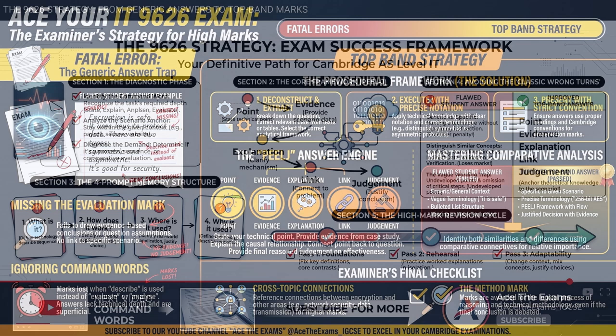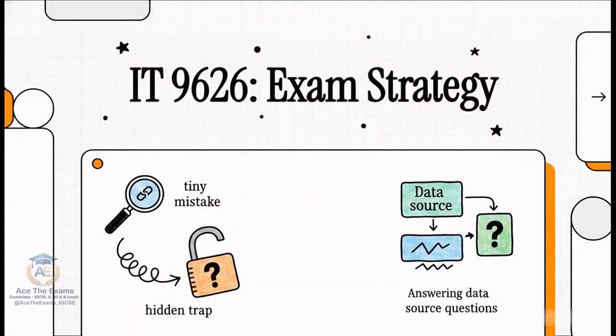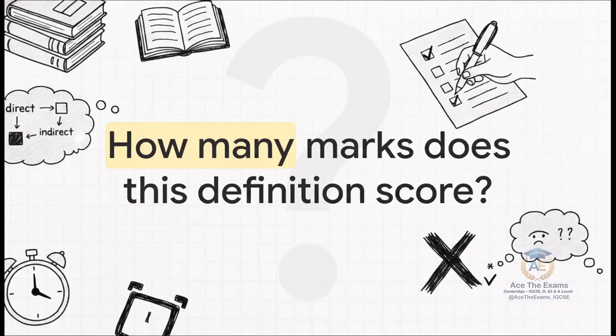Look at this answer. It's technically flawless, perfectly memorized, and in your Cambridge 9626 IT exam, it will score you absolutely 0 marks. We're breaking down the hidden trap that's secretly destroying your data source grades and how to fix it right now.